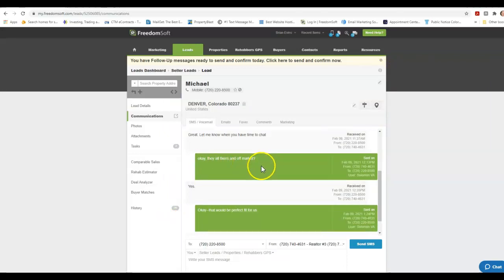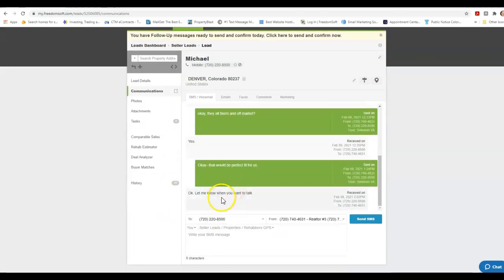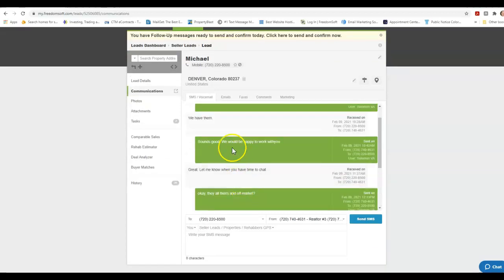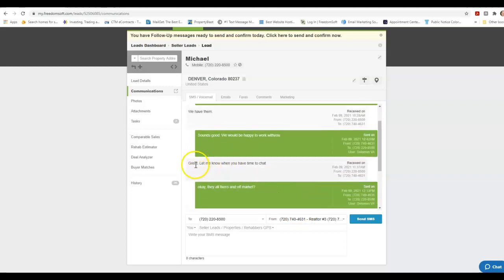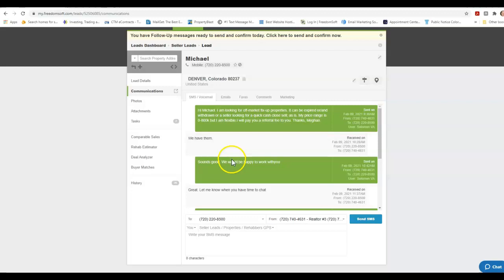"Are they all fixer-uppers on the market? Yes, that would be perfect for us. Let us know when you want to talk." So really, if you wanted to get right down to it with him, the question is: this sounds good, do you have an address in mind of a good fixer-upper? We want addresses. If he responds with, "I don't have anything right at this moment, but call me and chat," boom, that's not a lead. Get rid of it. That's not something we want to deal with. If he responds with, "Here's the address, the seller doesn't want to list," boom, that's a lead, right? So we want to get right after it and find out from these realtors, is it a lead?